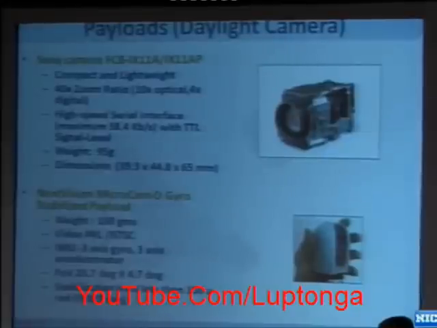We have the Sony camera as well. This is a daylight camera. And this is a recent one. Just now you can see this product is now available in Aero India. This is a night vision, NextVision MicroCam D gyro stabilized payload. At 100 grams, you get an IMU based camera for daylight.